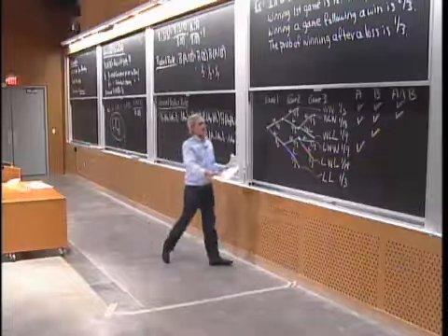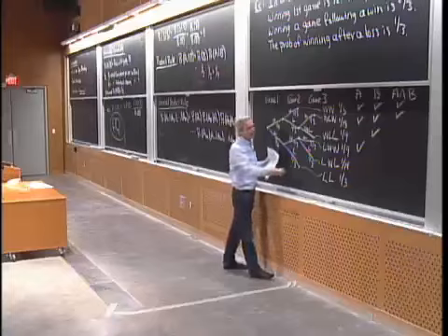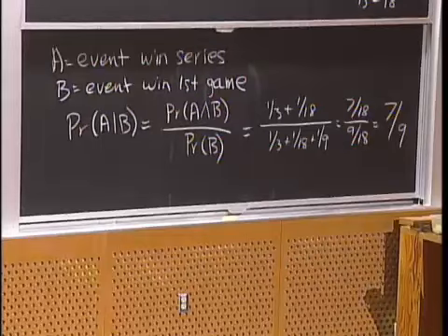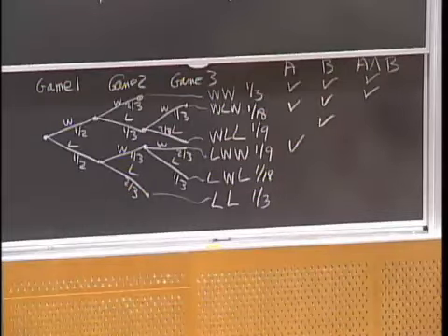1/3. Because what you do is add up these 4 sample points. And it's the opposite of these 2. So it's a 2/3 chance of 2 games, a 1/3 chance of 3 games. So it's not likely to go 3 games.